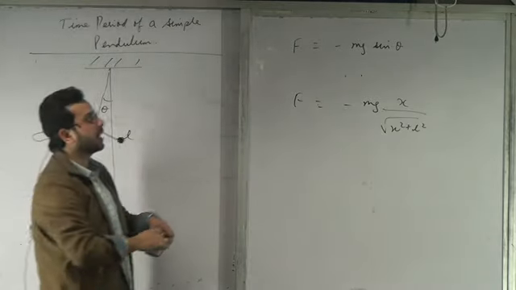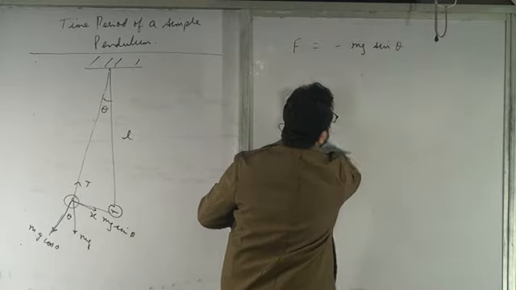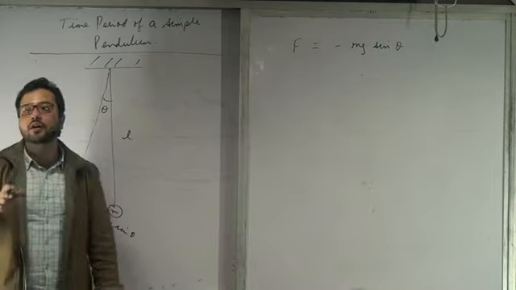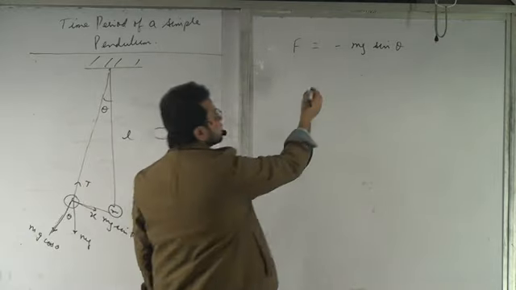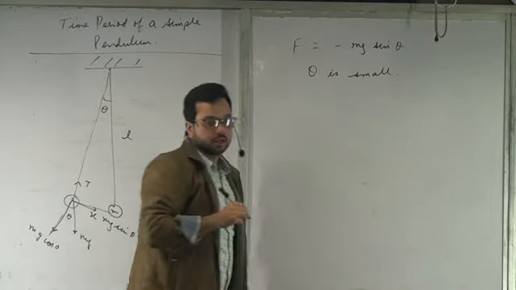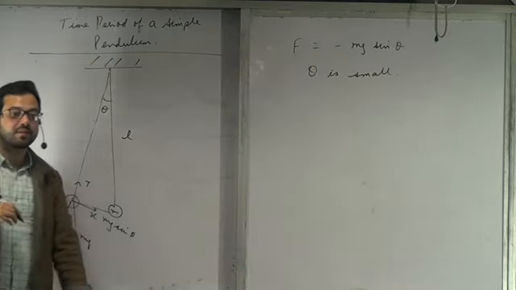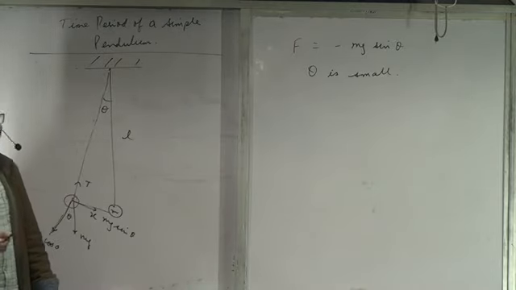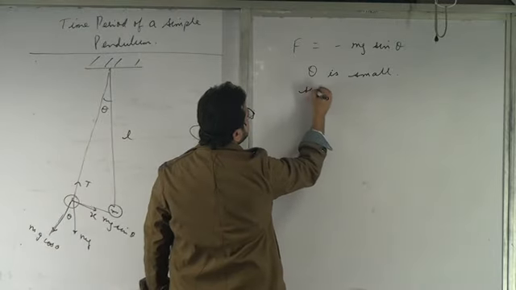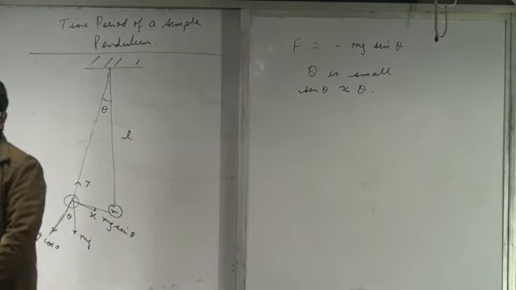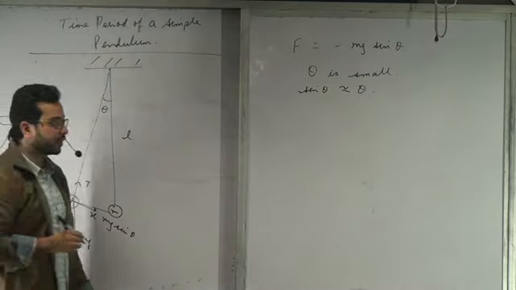So that approximation we'll have to take. In this form, it is not an SHM. Now what approximation are we taking? We are taking that theta is very small. If theta is small, I can replace sine theta by theta. Have you done this? If theta is small, you can approximate sine theta to theta.